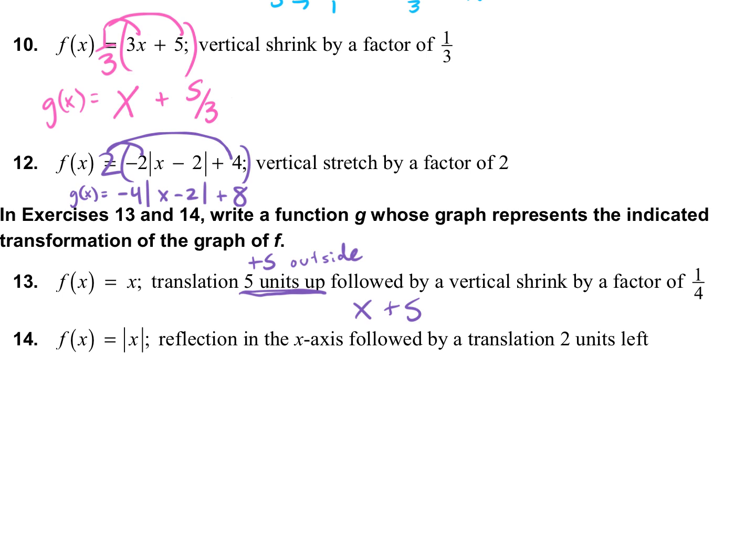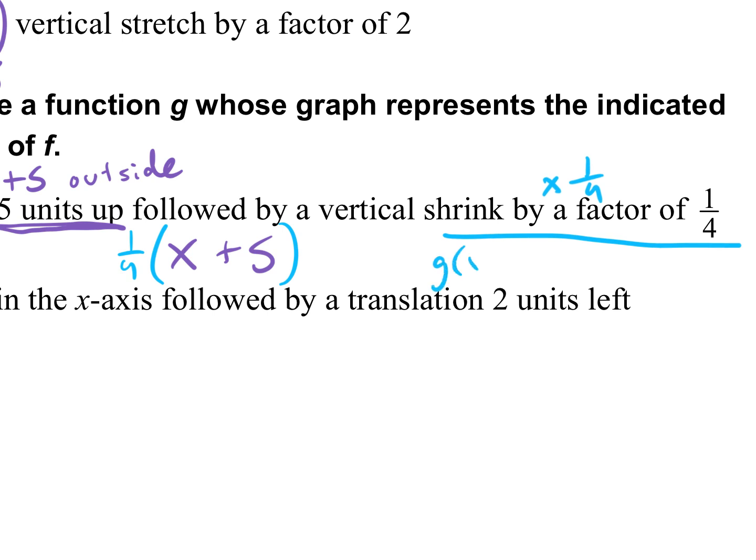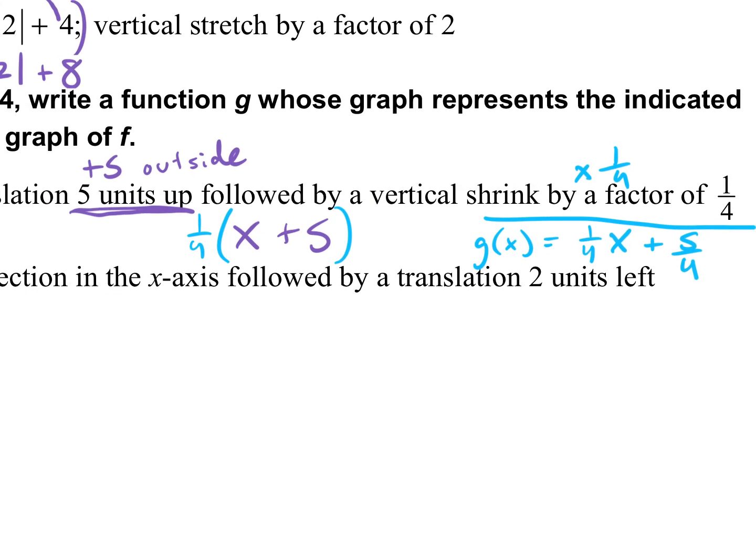What's my next transformation? Shrink by a factor of 1/4. So what would I do next? We multiply everything by 1/4. Perfect. So everything gets multiplied by 1/4. So what would my answer be? All right, Ivana, what would my answer be? G of x equals 1/4 x plus 5/4. Yes. Good job. Any questions here?